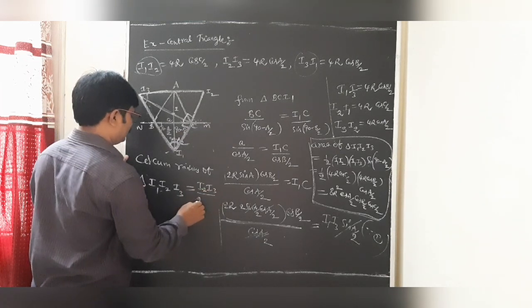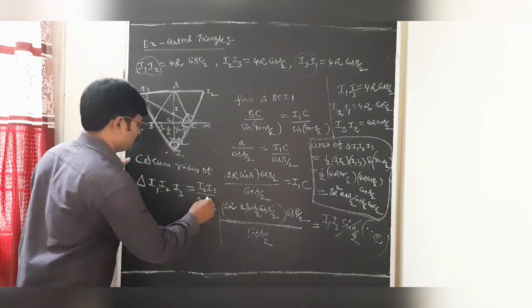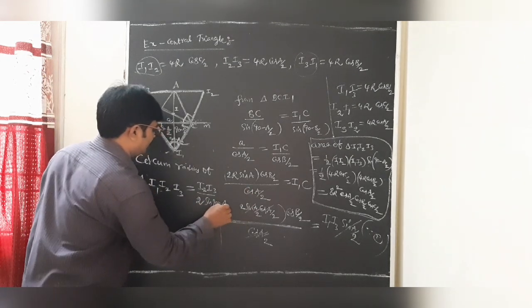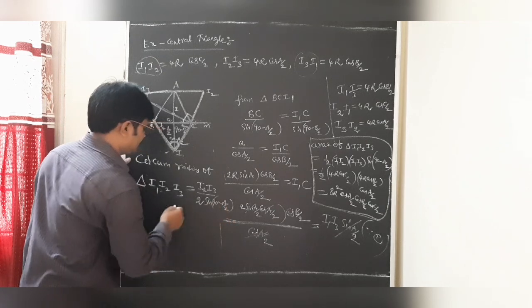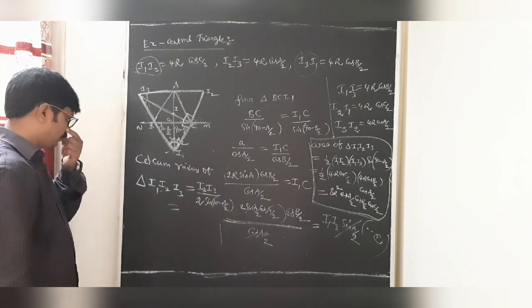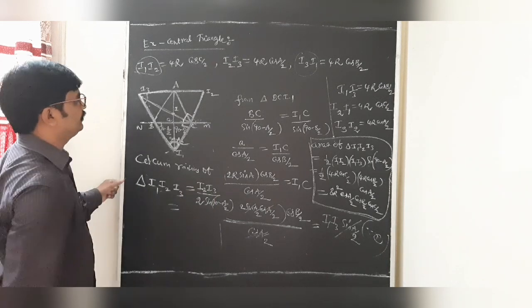I2 I3 by 2 sin A. What is the angle here? Sin 90 minus A by 2. 2 sin of 90 minus A by 2. What is this, students? I2 I3 by 2 sin 90 minus A by 2. So students, what is I2 I3?